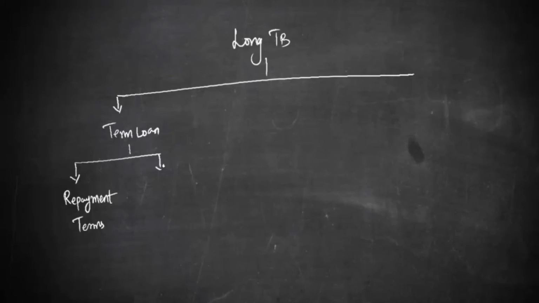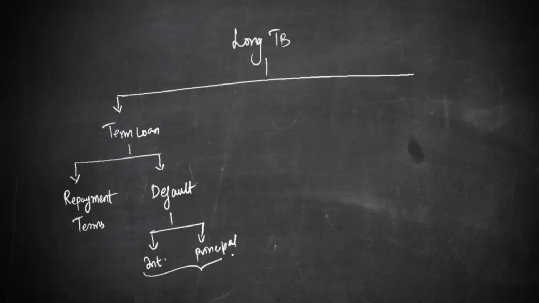And if there is any default in repaying the term loan, whether it be interest or the principal, then that has got to be disclosed. That is, what is the default in the interest and principal, along with the period of default, for how long this default is continuing. So that should be mentioned.